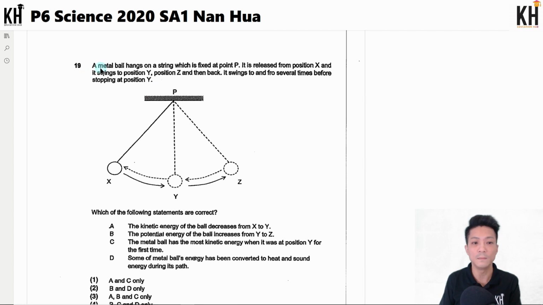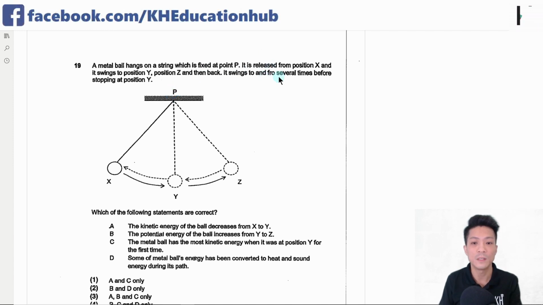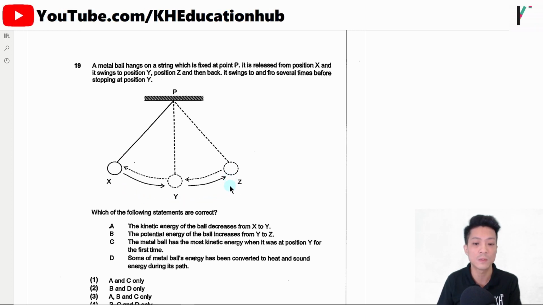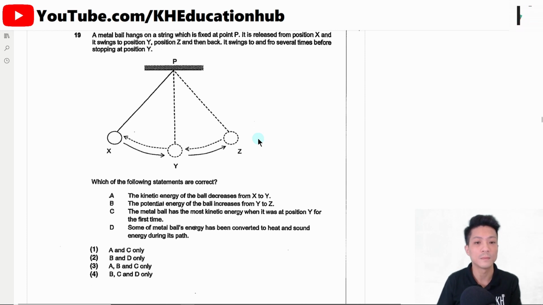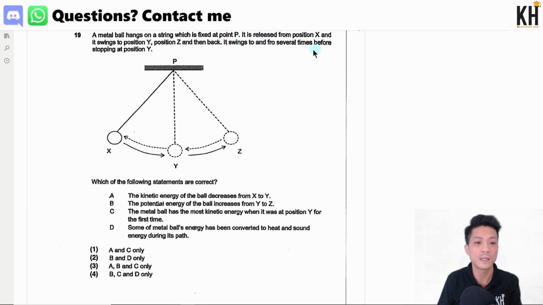Okay, question 9. A metal ball hangs on a string which is fixed at point P. Okay, it is released from position X and it swings to position Y and then Z, and then after that it will go back. Okay, it swings to and fro several times before stopping at Y. Okay, which of the following statements are correct?